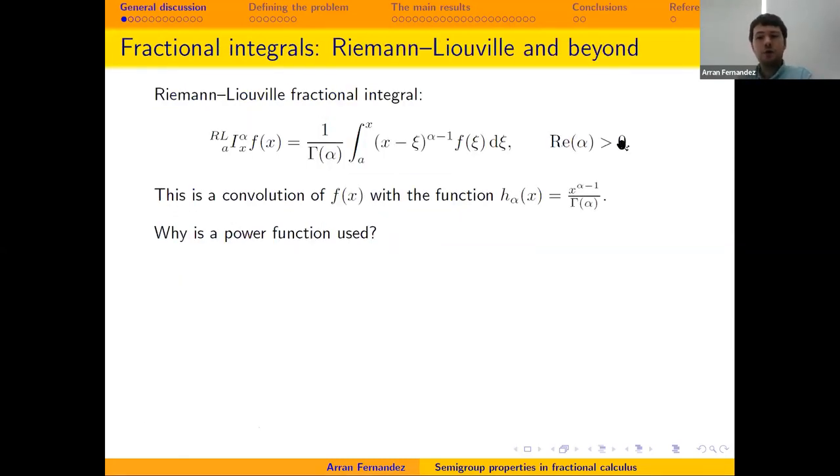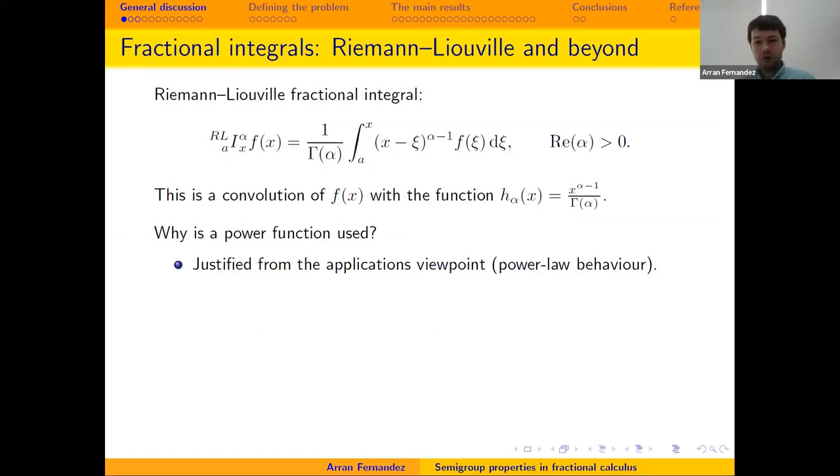So let's begin with the Riemann-Liouville fractional integral, which everyone knows. This is a convolution of the function f with basically a power function, this function h alpha. Now, I just want to think about why we use a power function. From the applications viewpoint, I'm not working in applications, but I'm told that this can be justified because power law behavior is something interesting in modeling. This is something that can be described well by Riemann-Liouville fractional calculus. So this is a useful operator.